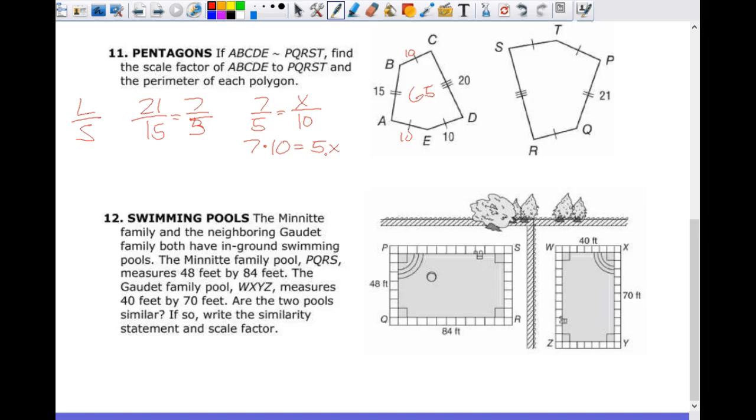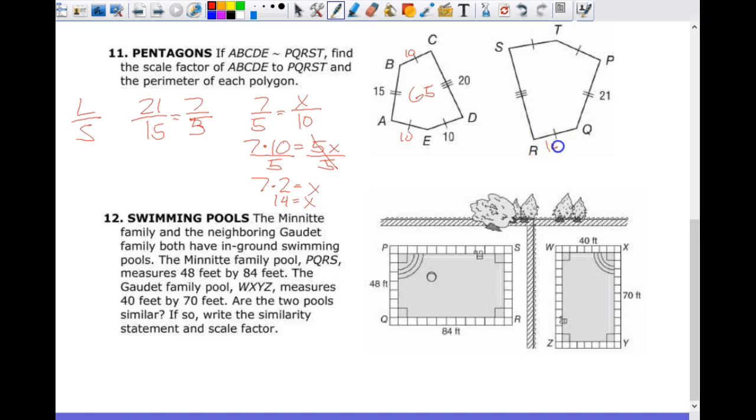Is 7 divisible by 5? Is 10 divisible by 5? Oh, what if I divide both sides by 5 right now? It cancels out. 10 divided by 5 is 2. 7 times 2 is equal to x. 14 is equal to x.